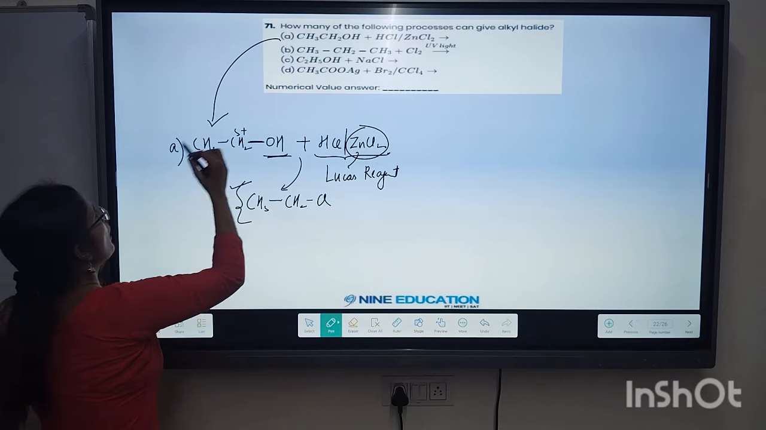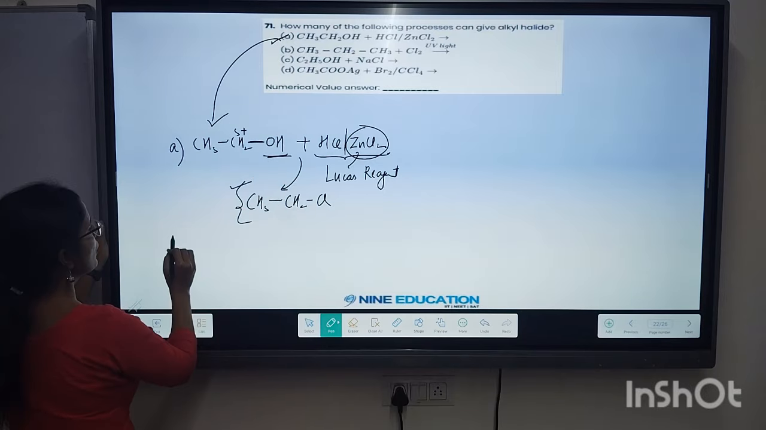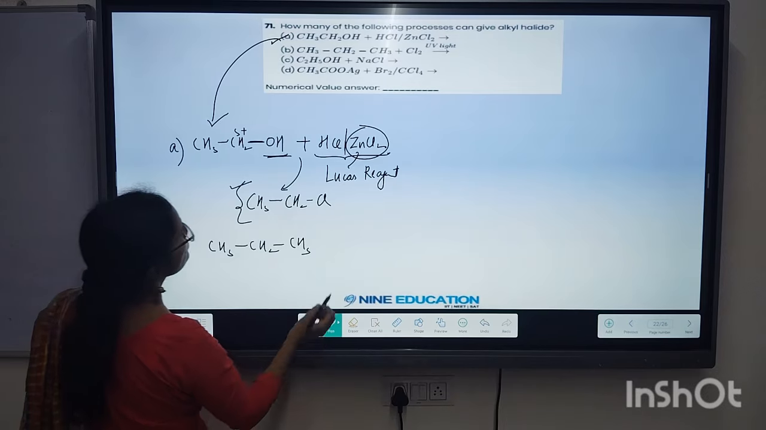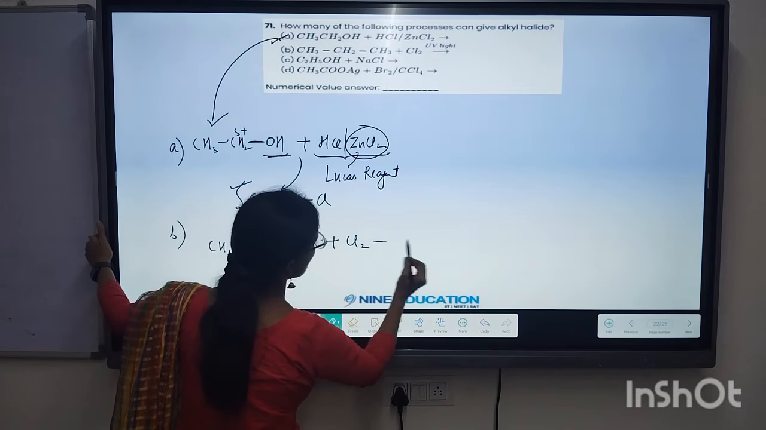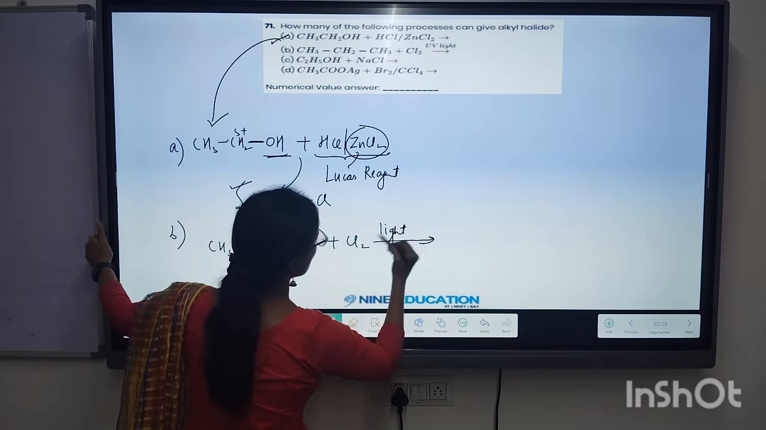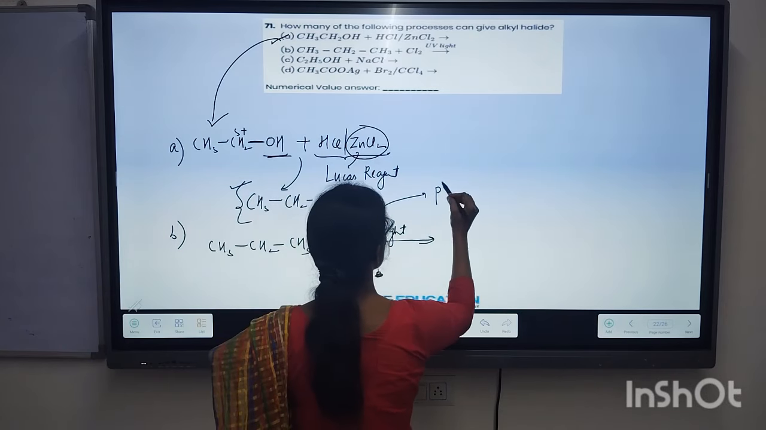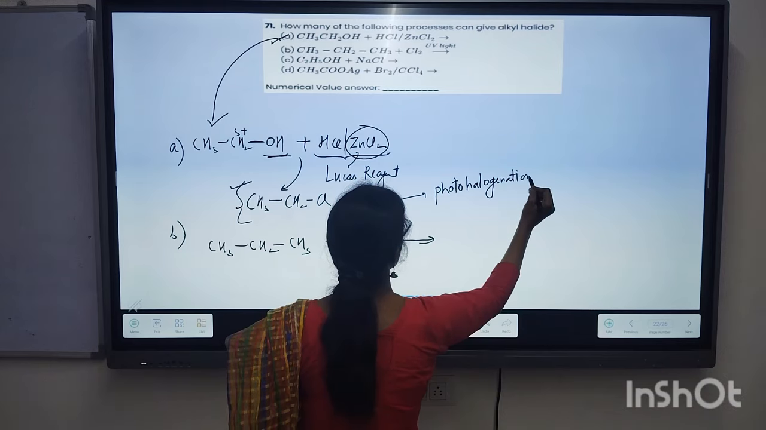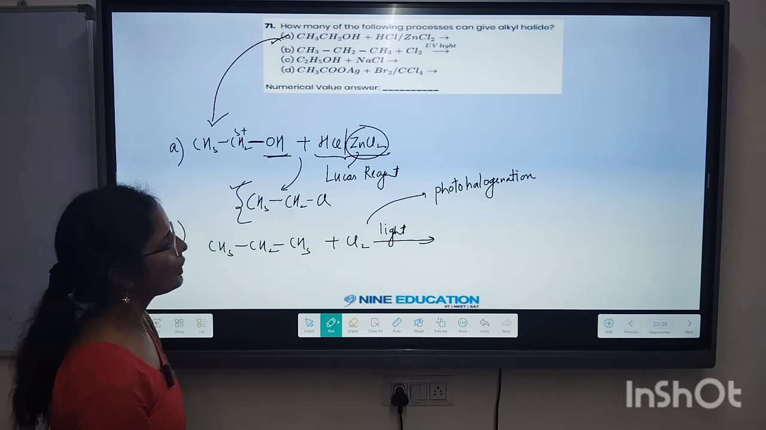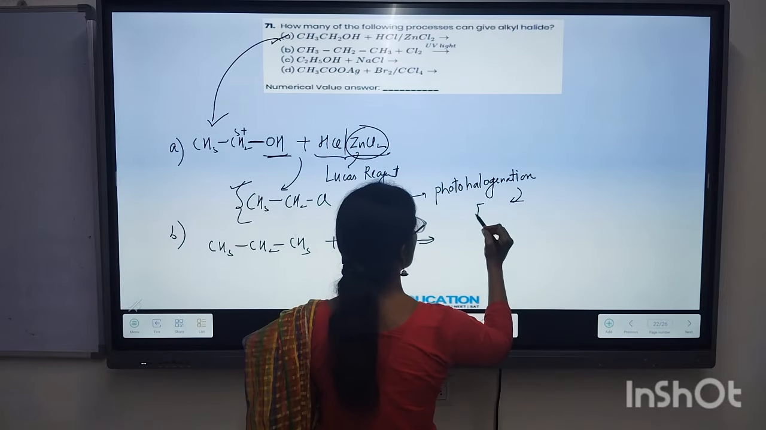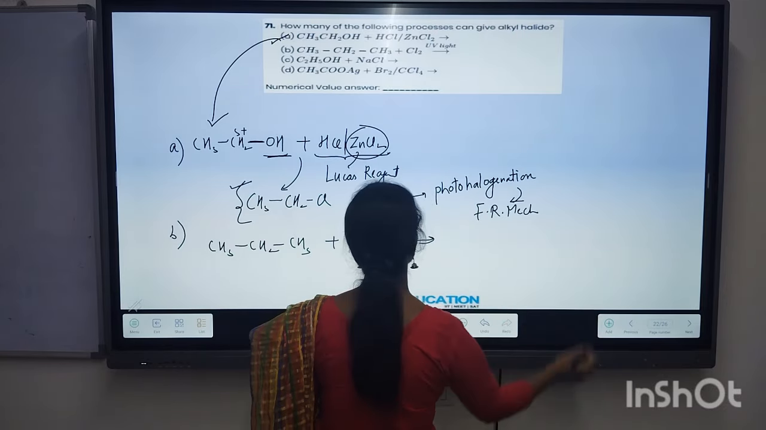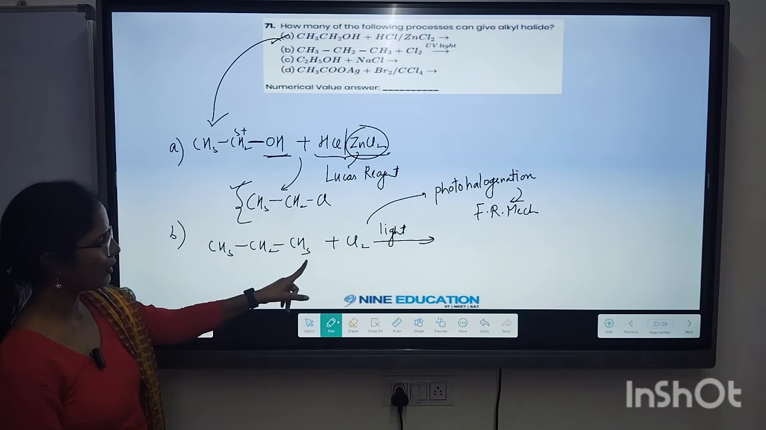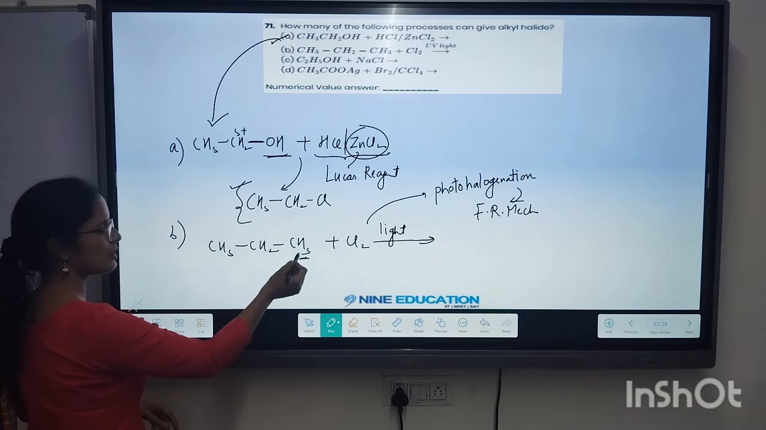Coming to the B option. In the B option we are having CH3CH2CH3, and we are reacting it with Cl2 in the presence of light. This is nothing but your photohalogenation reaction. Photohalogenation reaction is very famous and kind of a favorite reaction for the NTA people, okay. Photohalogenation simply goes through a free radical mechanism, and following the free radical mechanism, we are having two types of hydrogen.